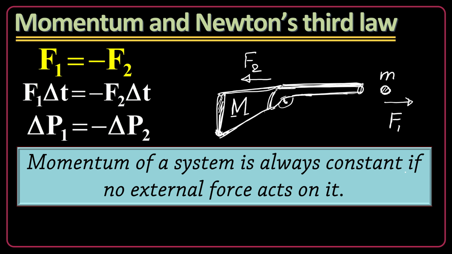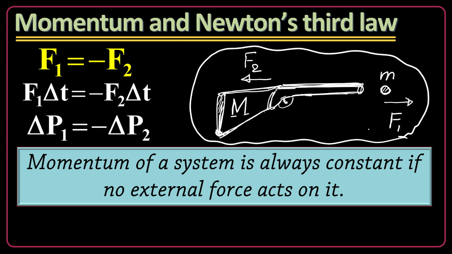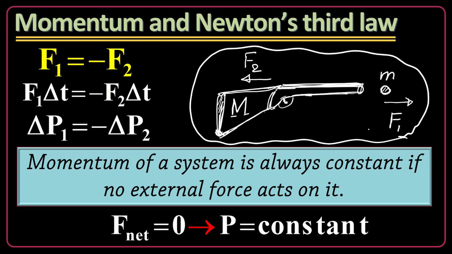Conservation of momentum: the momentum of a system is always constant if no external force acts on it. You know that the force acting on the bullet is not an external force, it's an internal force. When you fire the gun, there is no external force acting on the system. So the total momentum of the system remains constant. If the system was at rest, it is still at rest. So if the net external force acting on the system is 0, the total momentum of the system will be the same, unchanged. This is called conservation of momentum. You see that conservation of momentum is nothing but Newton's third law in another language.